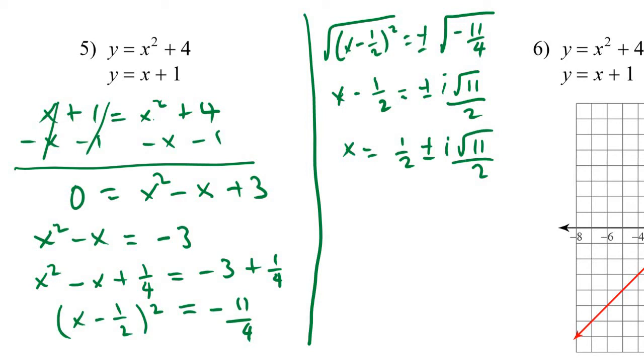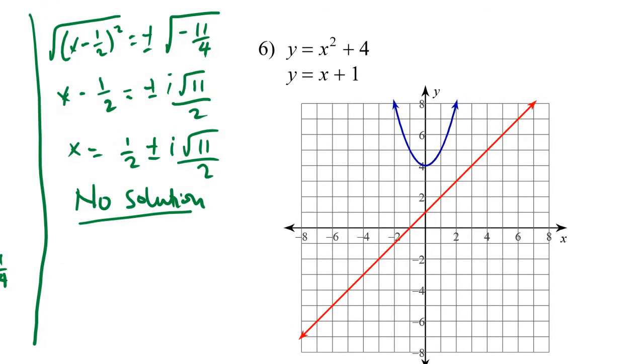So whenever you end up with an imaginary number like that, that means the line and the parabola don't intersect. So there is no solution, because you end up with an imaginary solution. So here is a graph. We can see that the parabola and the line don't intersect. They don't intersect because of the imaginary situation here.